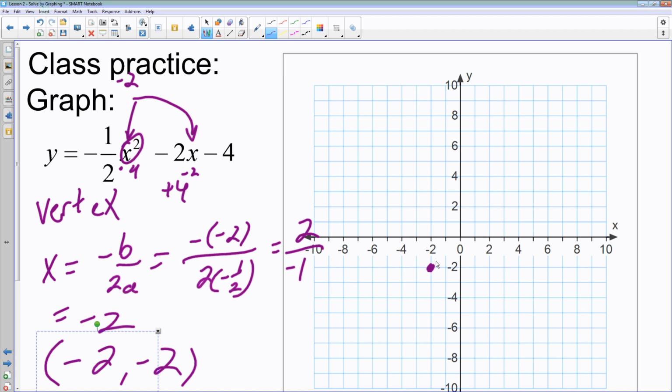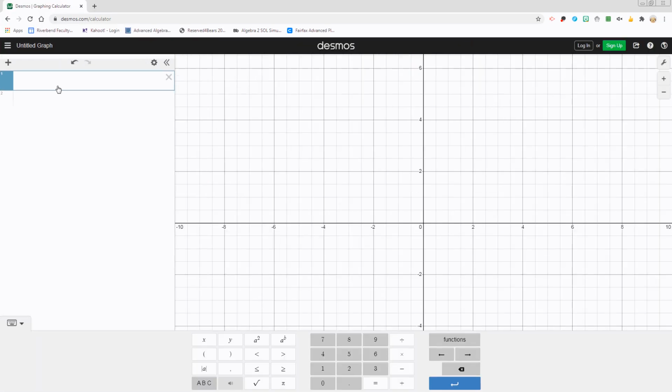Negative 2, negative 2, right there. So this is where we're going to use our friend Desmos. Just give me a moment here. I'm going to pull this over here. What we're going to do is type this function right into Desmos.